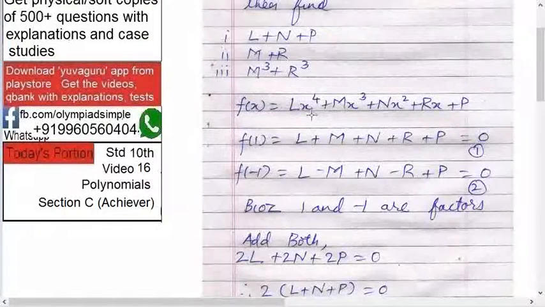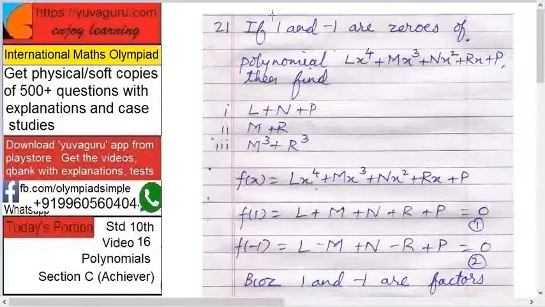f(x) equals L x raised to 4 plus m x cube plus n x square plus r x plus p. Then 1 and minus 1 are the roots. So if you input the value of 1 and minus 1 in this f(x), your answer should be 0, because if any number is a root of any polynomial, that's the remainder theorem, and if you substitute it in that f(x), then the answer is 0.